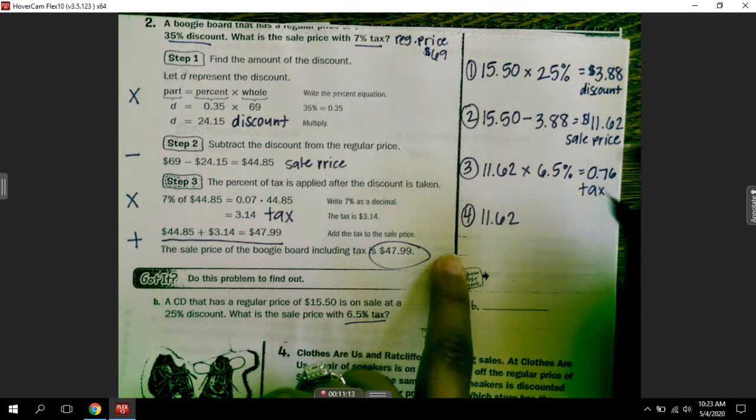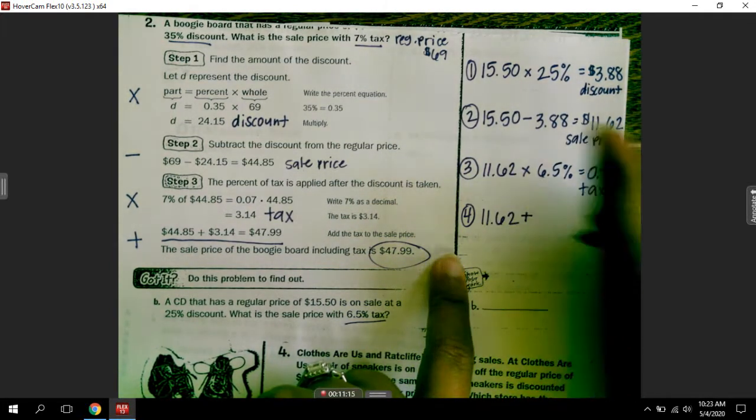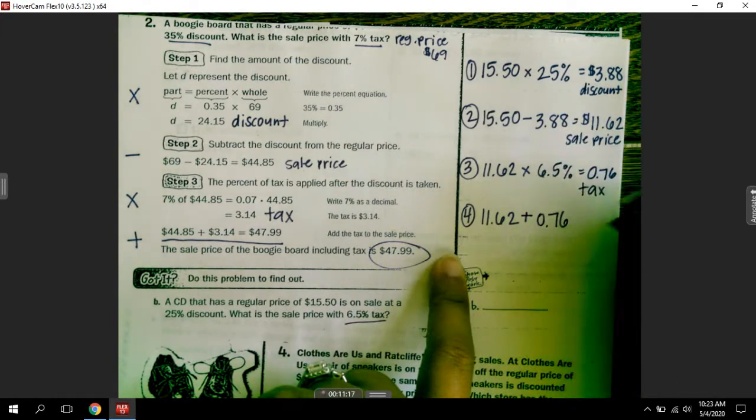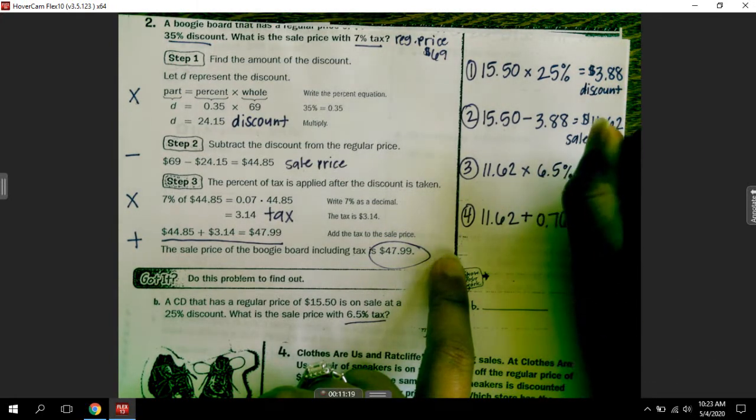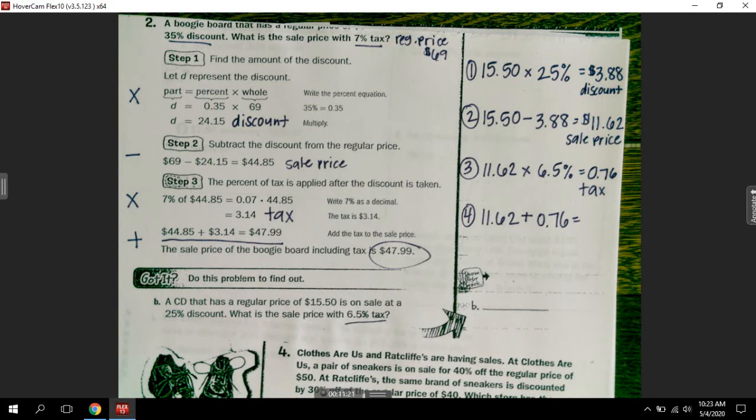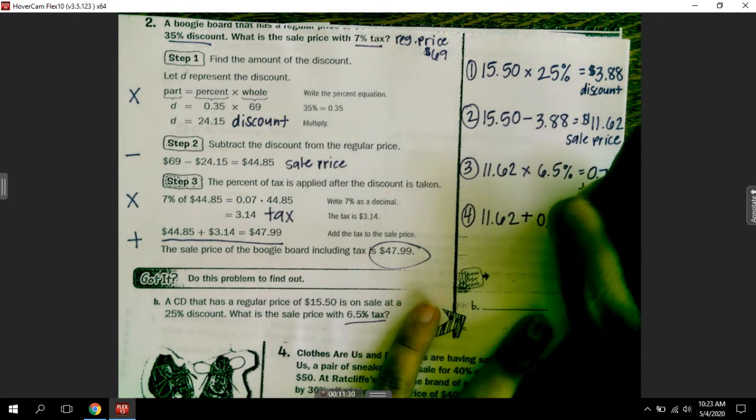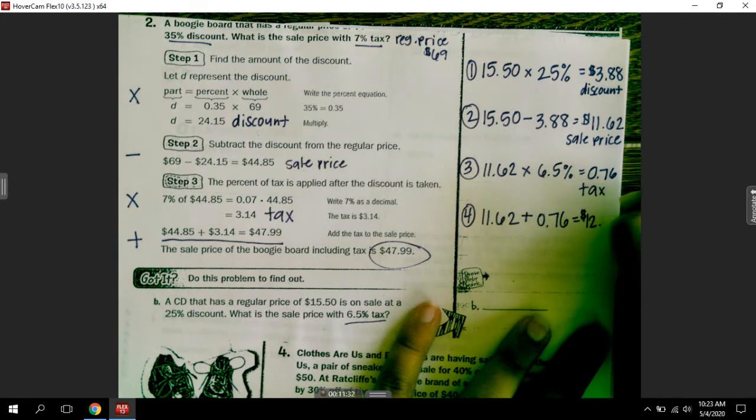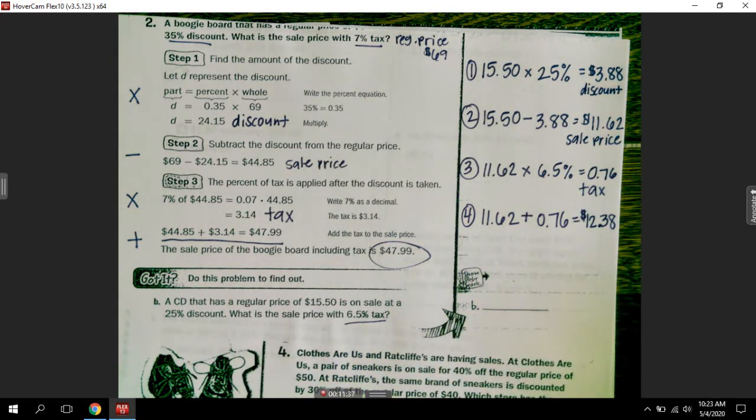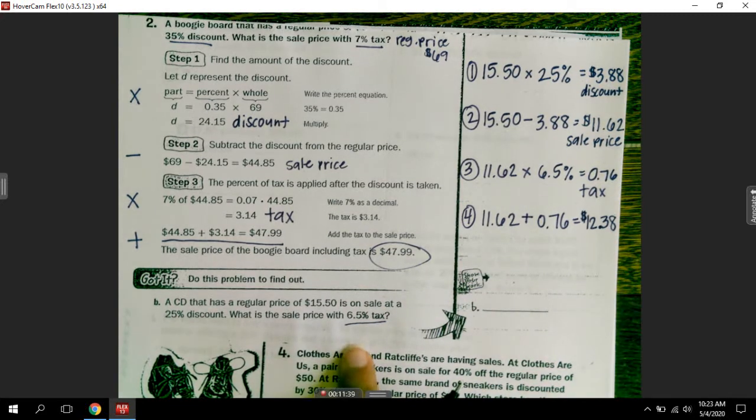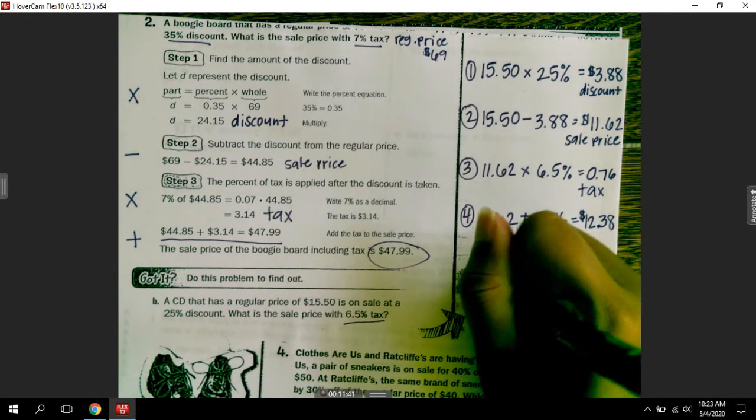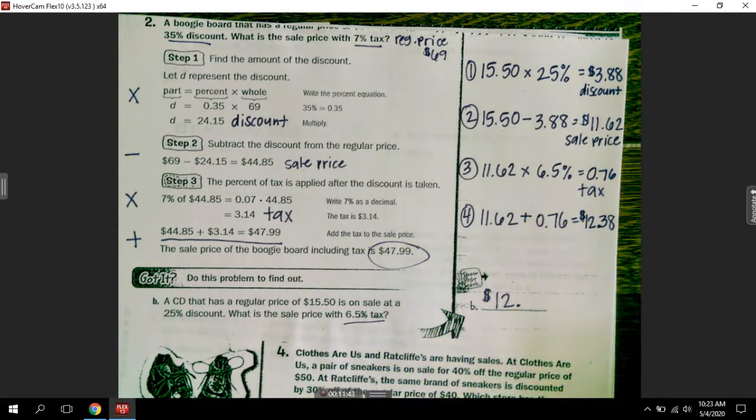And because it's taxed, you're adding. So you're adding 76 cents. So $11.62 plus 76 cents is $12.38. So $12.38. That is your final price, okay? So what is the sale price with the tax? It's $12.38.